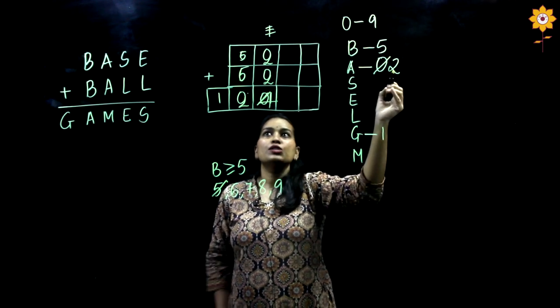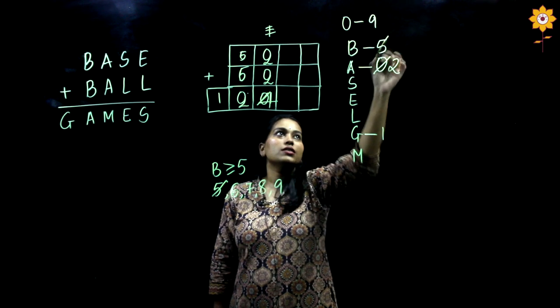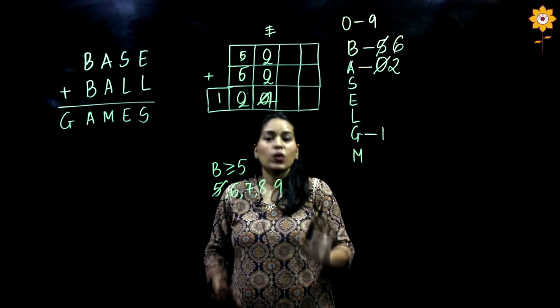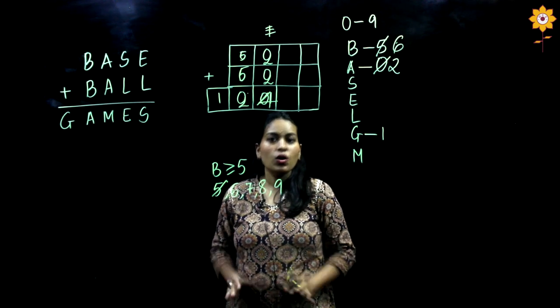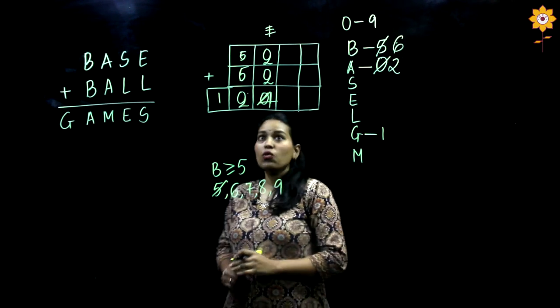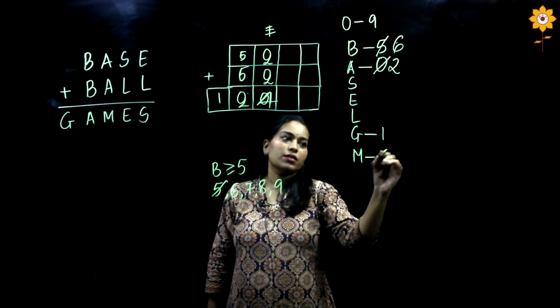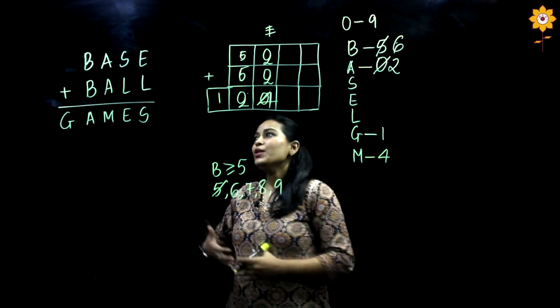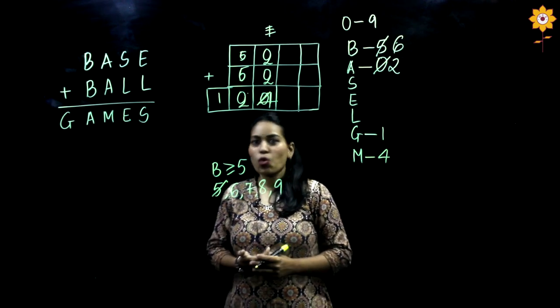So, this is 2 and B is not 5, but we can take it as 6 for now because there is no conflict as of now. Further, if there is a conflict, we can revisit it, right? Now, M's value is what? Let's say it is 4. Now, to find the value of S, L and E, there is no option.